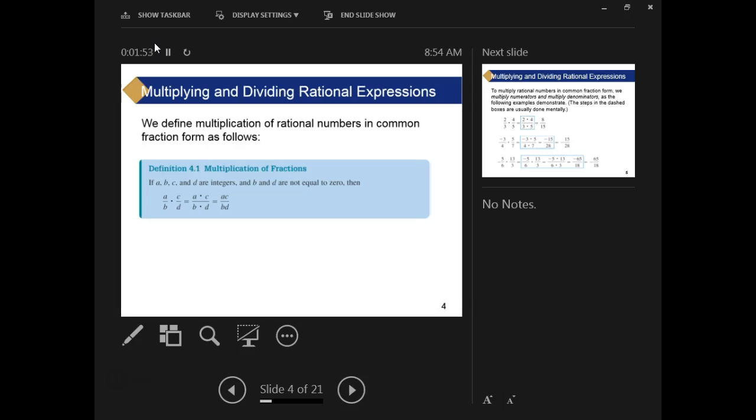Except if you had any common factors between any numerator and any denominator, you could divide them out first, and then you don't have to simplify at the end. It's usually easier to do it here than it is there. But we'll see that. Okay?